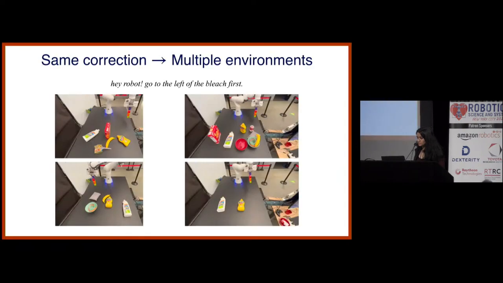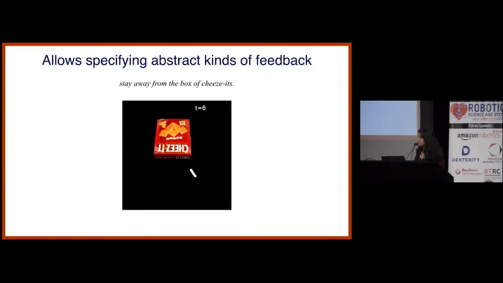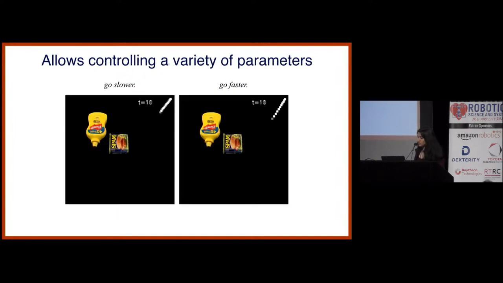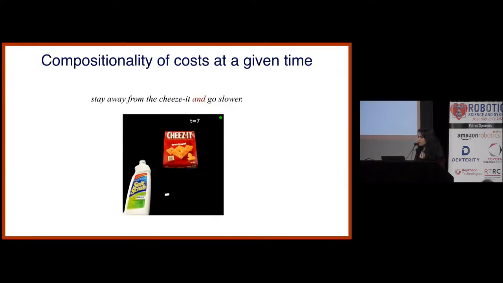So here are some results. Language feedback allows the application of a single correction to multiple environment types at once. This is in contrast to how correcting via actions allows making fixes one data point at a time. It allows the specification of abstract feedback types, such as asking the robot to stay away from the box of Cheez-Its. It allows controlling a variety of features, such as speed, position, etc., on the way to accomplish the task. And finally, it allows composing multiple natural language feedback at once, such as asking the robot to stay away from the box of Cheez-Its while also going slower.